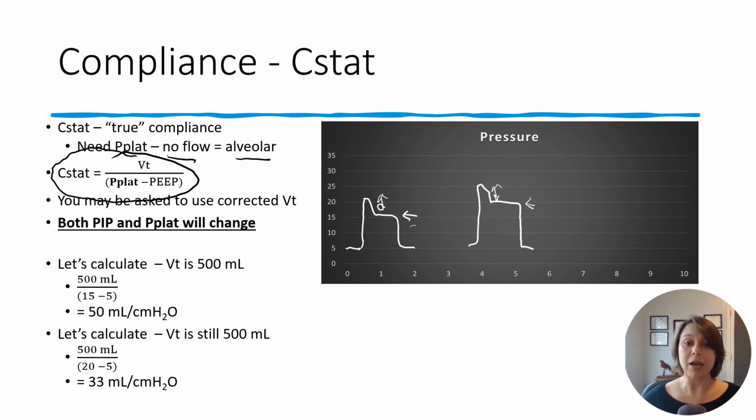I know that compliance has changed because my plateau pressures have increased. But if you want to go ahead and calculate this one out just to see how much it has decreased by, we're going to take that same tidal volume of 500, but this time divide by 20 minus 5. That's going to give me 33 mLs per centimeter of water, and I can tell that that is decreased compliance.